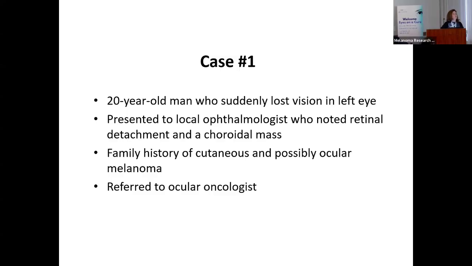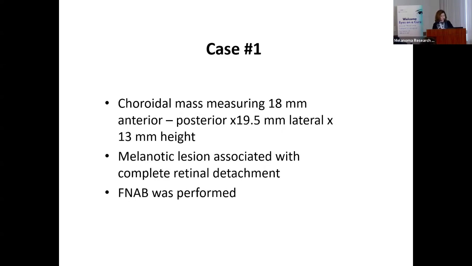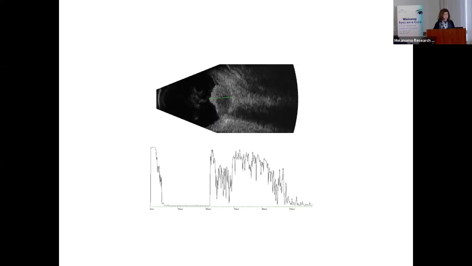Okay. The first patient is a 20-year-old man who presented to his ophthalmologist because he suddenly lost vision in the left eye. His physician noted a retinal detachment and a mass in his choroid. He had a family history for sure of cutaneous melanoma and possibly ocular melanoma. And he was referred to Dr. Singh. He had a large choroidal mass, and he had melanin observed in this tumor, and a fine needle aspiration was performed.